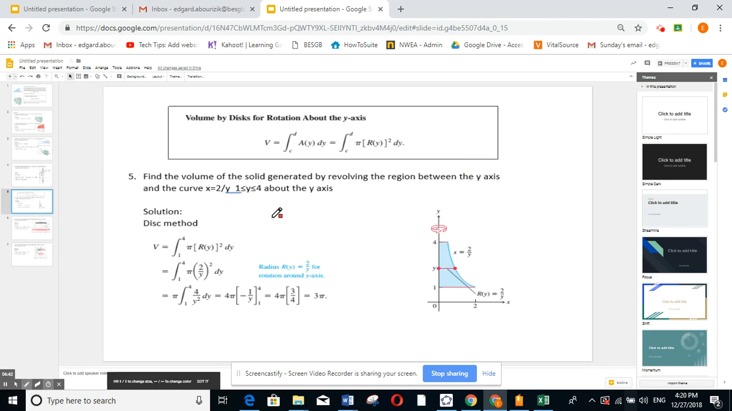Now I want to go to vertical rotation. Like we did in the area, for vertical rotation I don't have dx, I have dy. The same story here, but I take vertical. Let us take the example.